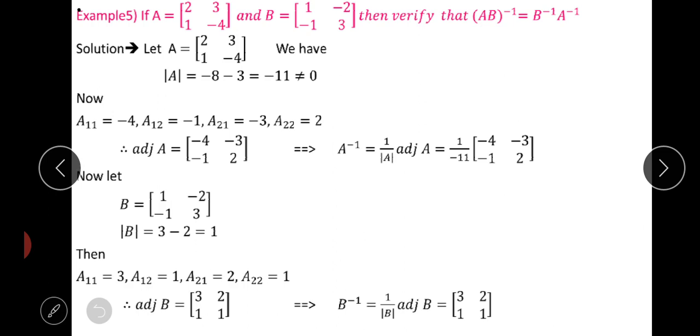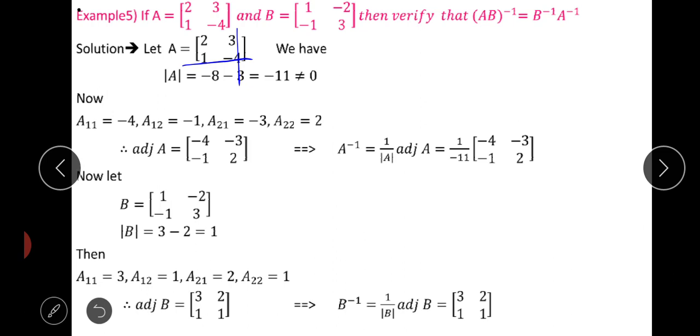Then the cofactor of A21. Delete the second row and first column. We get 3. The minor of A21 is 3. Then the cofactor is (-1) to the power 2+1, which is 3. (-1) to the power 3 is -1. Minus 1 into 3 is -3, we will get. Okay. Then the cofactor of A22. Delete the second row and second column, we get 2, and (-1) to the power 2+2 is 4. That implies we get 2.